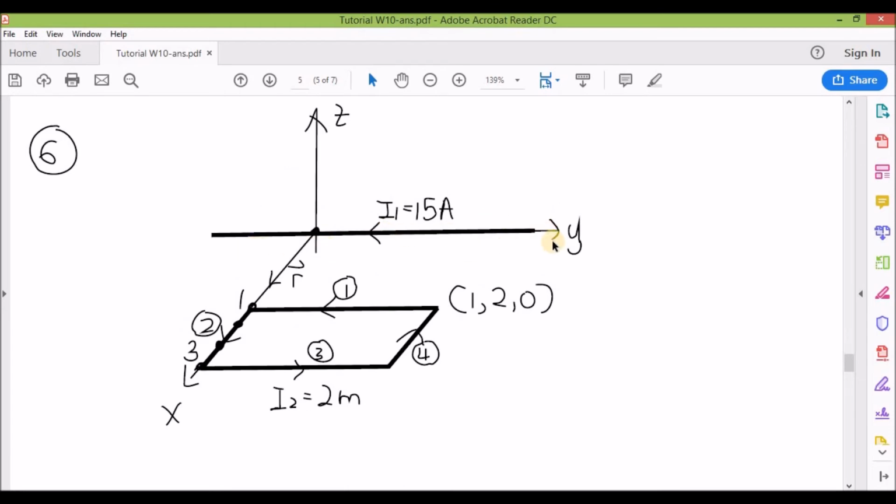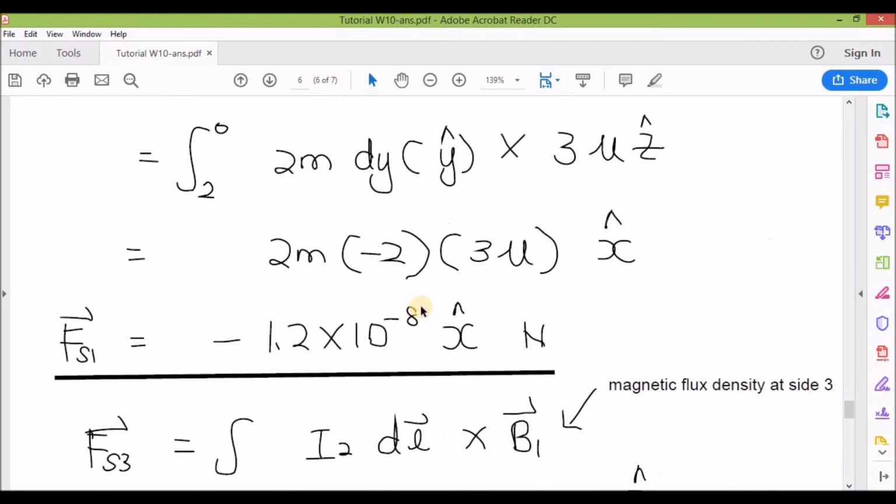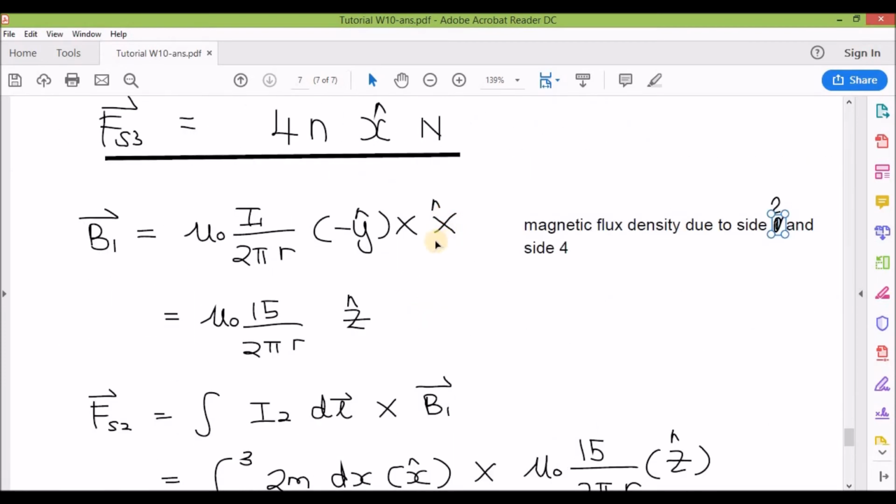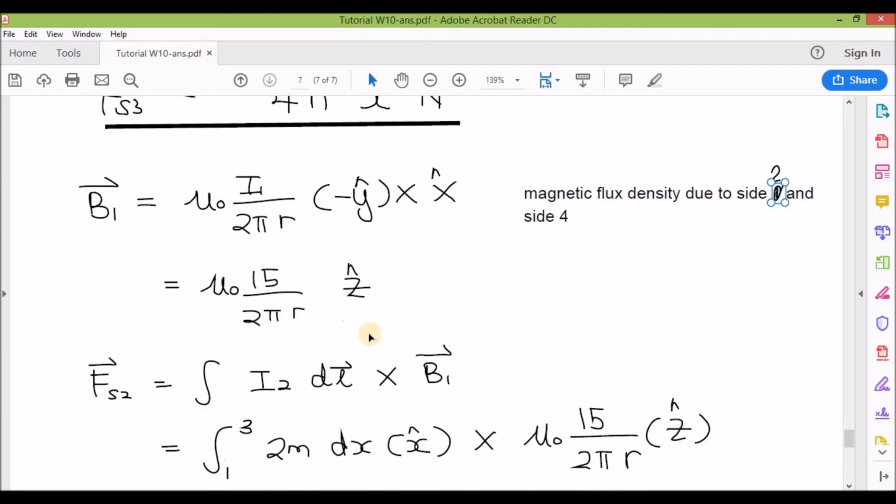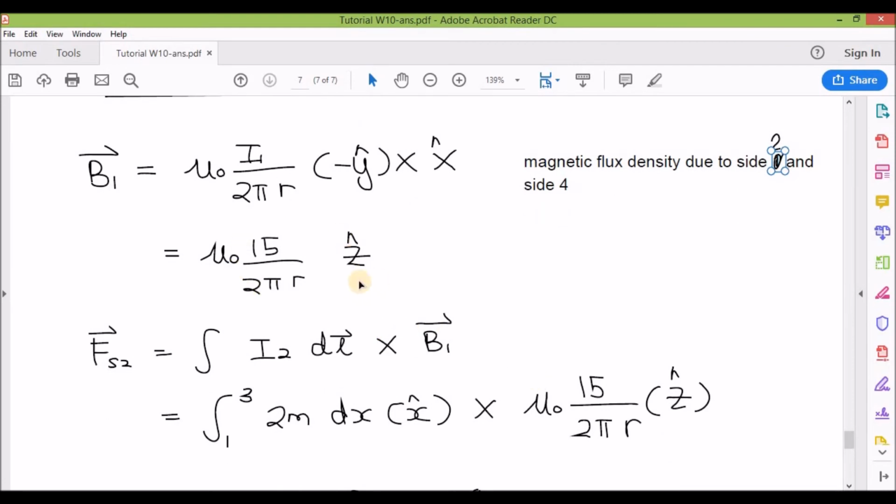I1 is pointed in the negative y direction, and for dL cross r, your r will be from here to any point here, pointed in the positive x direction. So this one is positive x and this one is negative y. You have to remember, don't confuse. This dL stands for the direction of the current for I1, because this magnetic flux is produced by I1. When you perform the cross product, you get z. Now you replace it into this part to calculate the force.